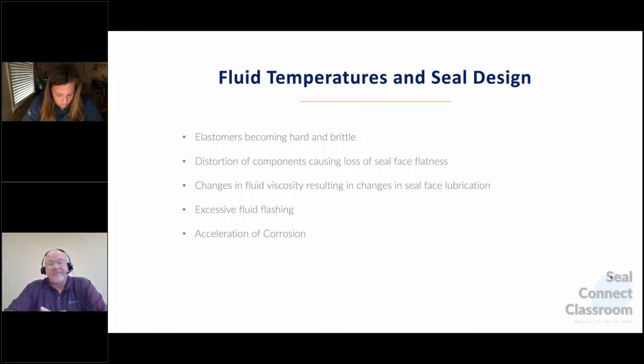Another thing that people need to consider when you spec a seal is cleaning procedures. A lot of plants have clean out procedures that they go through that's not typically what the seal is designed to see, so you have to take those cleaning procedures into consideration when you make a recommendation.